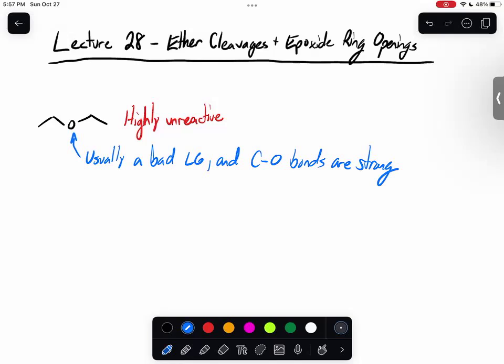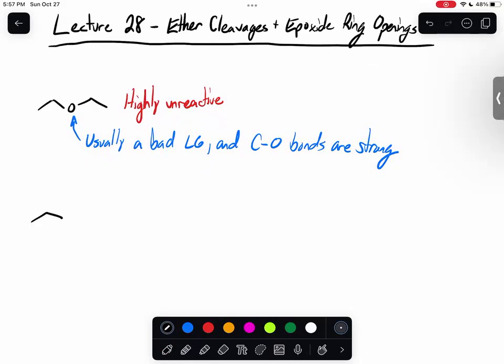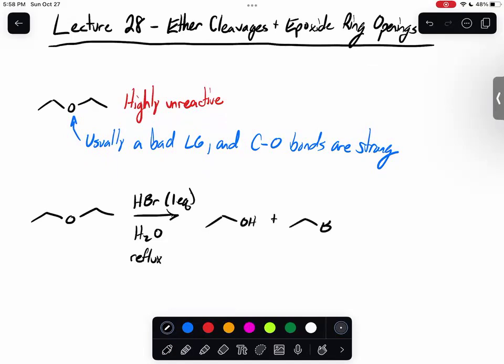But the thing is, let's say you took this diethyl ether and you threw it into a reaction with hydrobromic acid, just one equivalent, in water at reflux. What you would see is that you'd actually form ethanol and ethyl bromide. So the question is, why does this specific reaction happen? And as a matter of fact, it's just a fancy version of SN2.